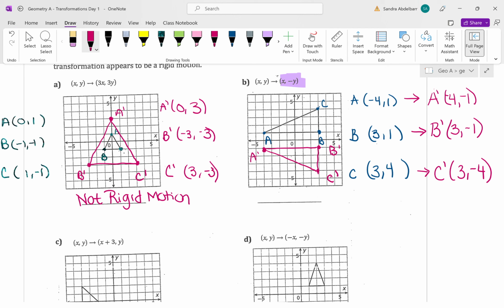Does anybody know what kind of transformation this is? What did we do to this image? We reflected it. We reflected it over what? Didn't we reflect it over the x-axis? Yeah, it just created a mirror image over the x-axis.